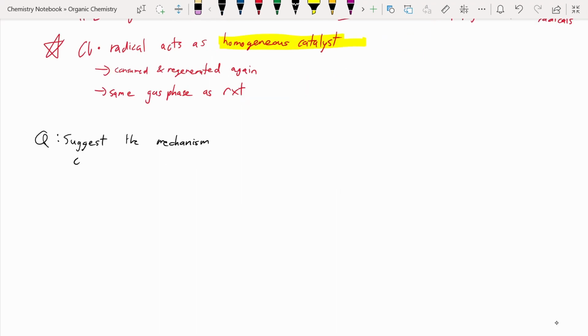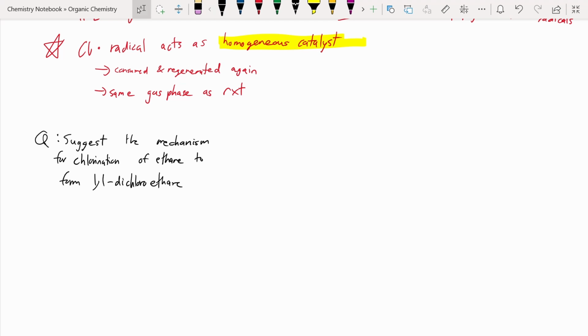So, oh wow. Alright. Chlorination of ethane to form 1,1-dichloroethane.